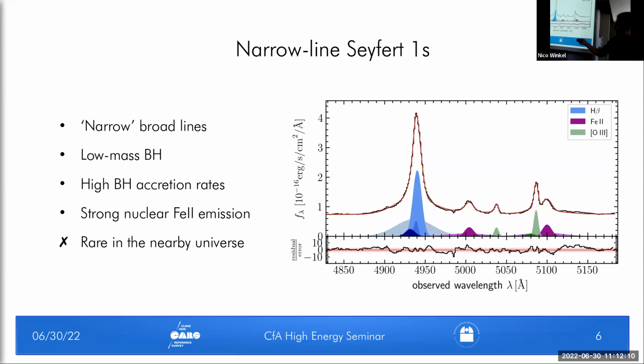So the black hole masses that you compute from the velocity of the broad line clouds are lower than average. But they are also observed to have high accretion rates. And you see here in the spectrum that I show for the source that I'll be talking about in the next hour or so that there's strong iron emission from the broad line region, and that is a feature that is typically observed in the narrow line Seyfert 1s.